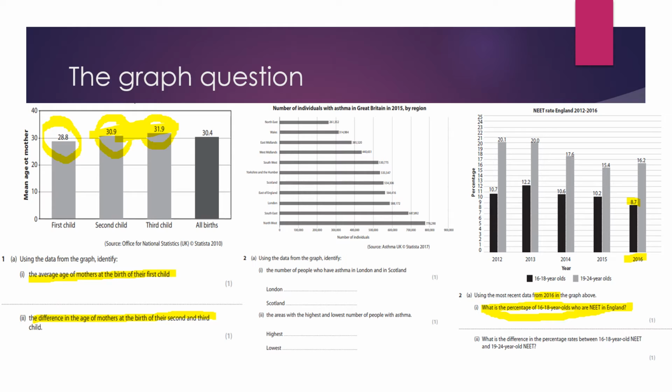What's the difference between the percentage of 16 to 18 year-old NEETs and 19 to 24 year-old NEETs? So again, it's 16.2 minus 8.7. That would be our difference. So again, these questions aren't asking anything too difficult. It's often to look at the data, what it shows, what's the answer.